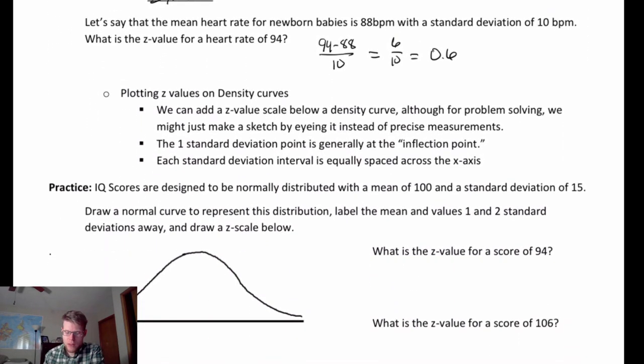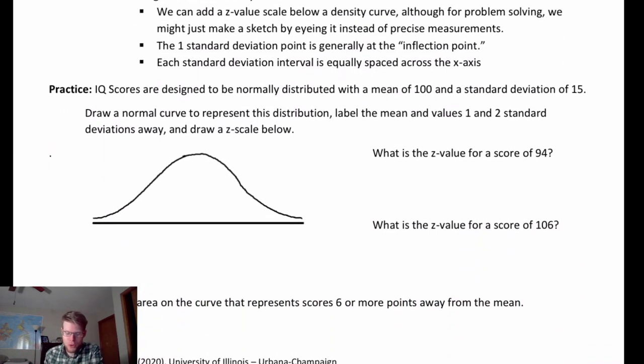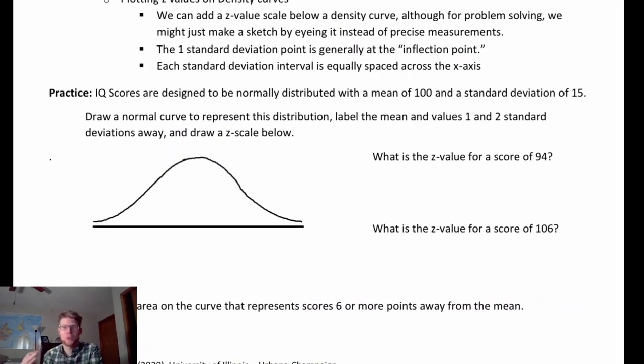We can also plot z-values on a density curve by drawing a z-scale below the normal distribution here. So here we have a normal distribution density curve. If I were to draw a z-scale down here, then the middle, the mean right here, would be associated with the z-value of 0. And then if I go down, these are going to be negative z-values. If I go up, these are going to be positive. So I'm going to do about -1 right around here, -2 around here, +1 around here, and then +2 around here.